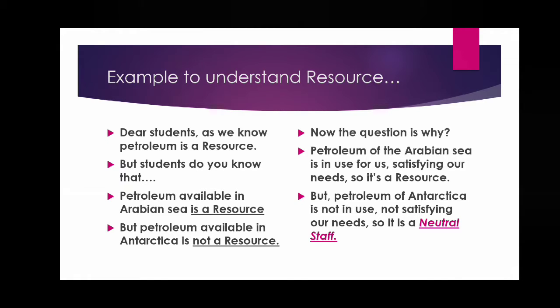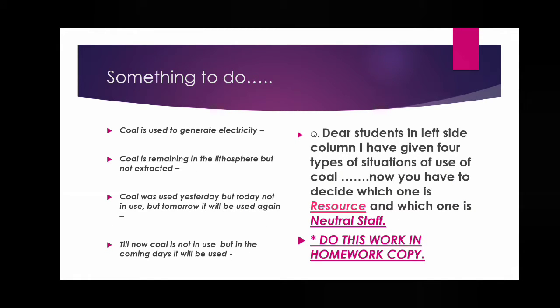So now come to the next topic. I have given some situations, you decide whether it is a resource or neutral stuff. First situation: coal is used to generate electricity. That means in the first situation, coal is in use for which work? To satisfy our needs. What type of need? Need to get electricity. So this coal is called as what? It is called a resource. Why is it called a resource? Because in this first situation, coal is in use. Coal is used to generate electricity. Come to the second situation: coal is remaining in the lithosphere but not extracted.